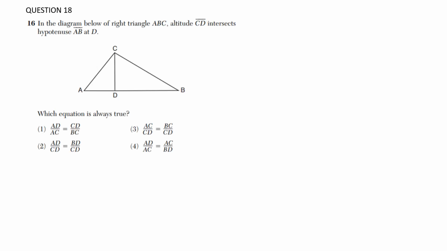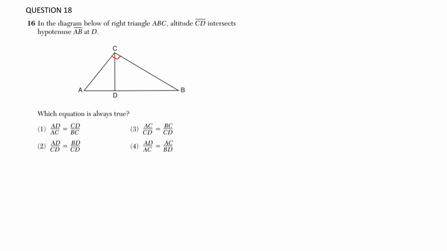In the diagram below of right triangle ABC, altitude CD intersects hypotenuse AB at D. The question asks us which equation is always true. Well, to answer that, first we need to figure out specifically what this altitude means, right?